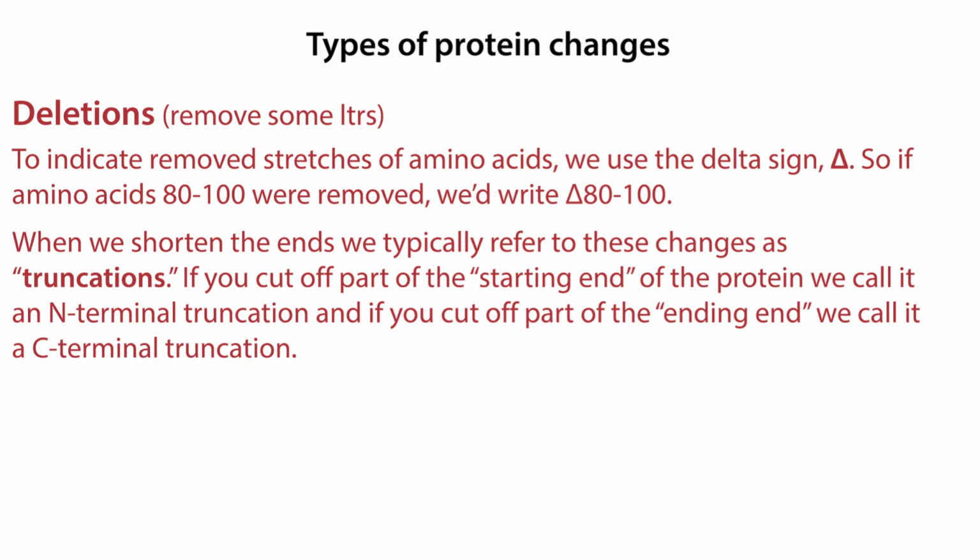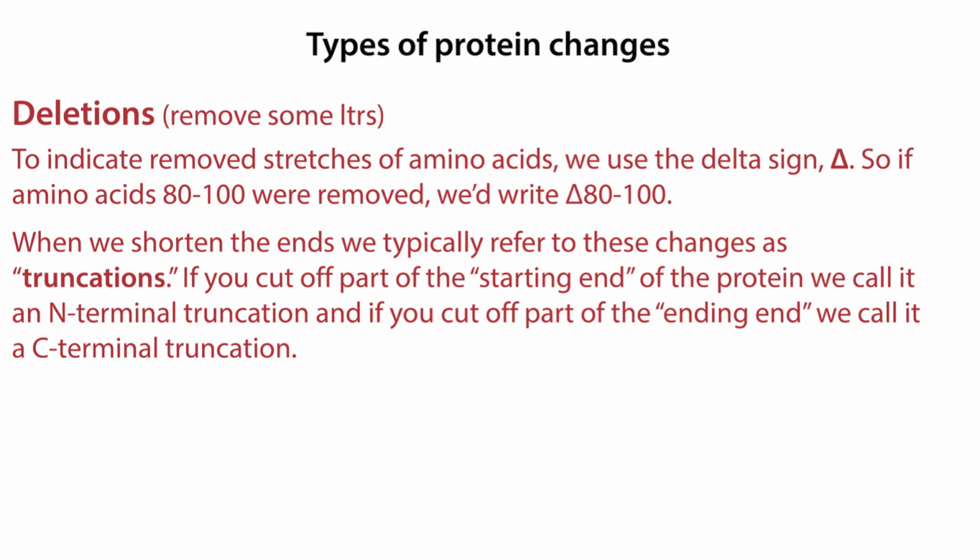For a deletion, you use this delta sign to indicate the amino acids that were deleted. So say if amino acids 80 to 100 were removed, we'd write this as delta 80 to 100. The delta indicates the change, and the change is that we've removed amino acids 80 to 100.